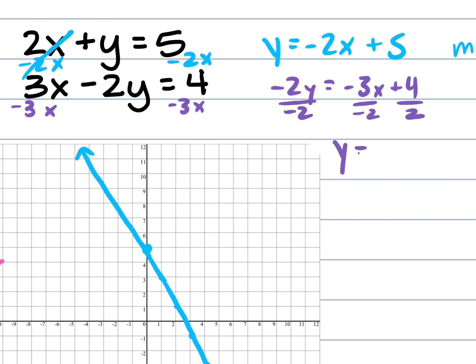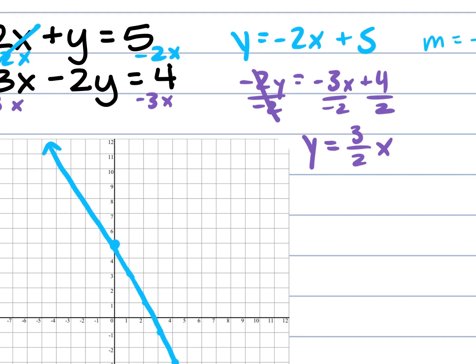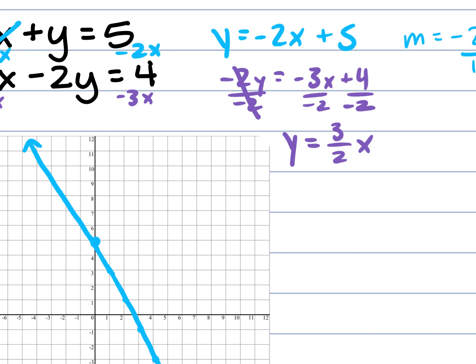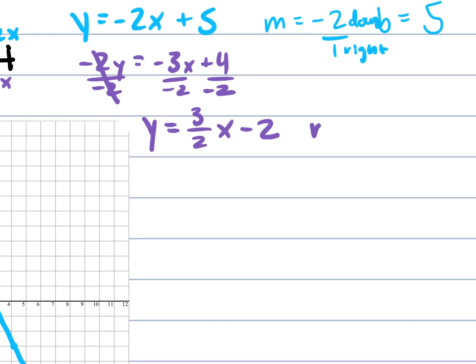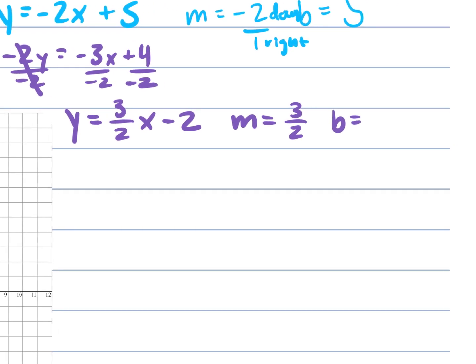So I have y is equal to, because it'll cancel out now, negative 3 over negative 2. What's a negative divided by a negative? A positive. So this becomes positive 3 over 2x. And then what is 4 divided by negative 2? Negative 2. Perfect. So now it's in slope-intercept form. So what's my slope? 3 over 2. And what's my y-intercept? Negative 2.